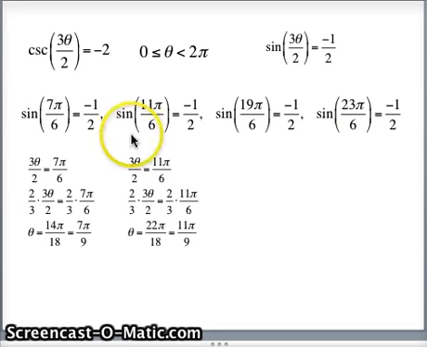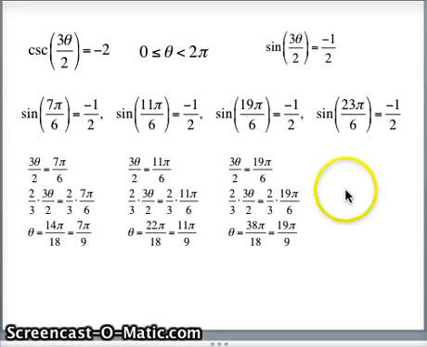Now, we went 2 revolutions because my multiplier was 3/2. Typically, we go the same number of revolutions as the multiplier. So, did I need to do that? Well, sine of 3 theta over 2 is negative 1/2, and sine of 19 pi over 6 is negative 1/2. Therefore, 3 theta over 2 is 19 pi over 6. Multiplying by 2/3 on both sides, 2/3 times 3 theta over 2 is theta. 2/3 times 19 pi over 6, 2 times 19, 38 pi over 18. Reducing that, I get 19 pi over 9.